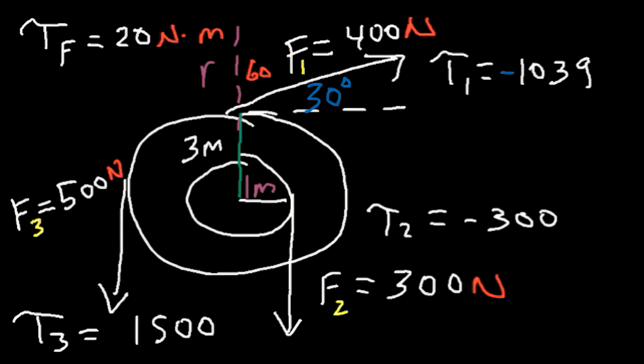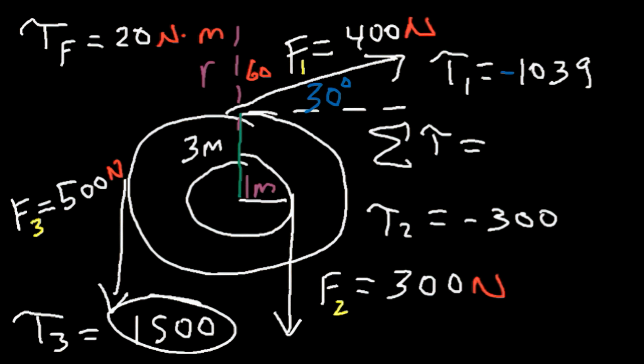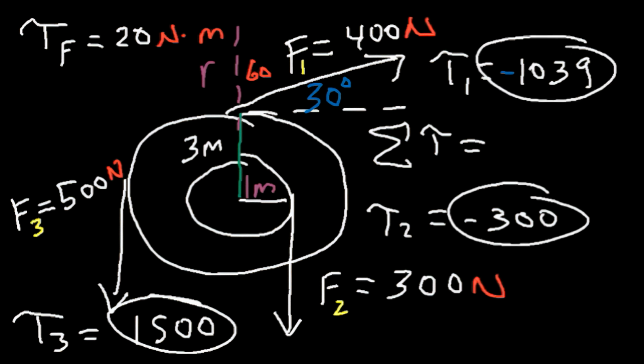Now that we have T3, let's calculate the net torque without friction initially. So the net torque is the sum of the three torques. So that's 1500 plus negative 300, which is 1200, plus negative 1039. So 1200 minus 1039, that's 161. So the net torque without friction is positive 161 newtons times meters.